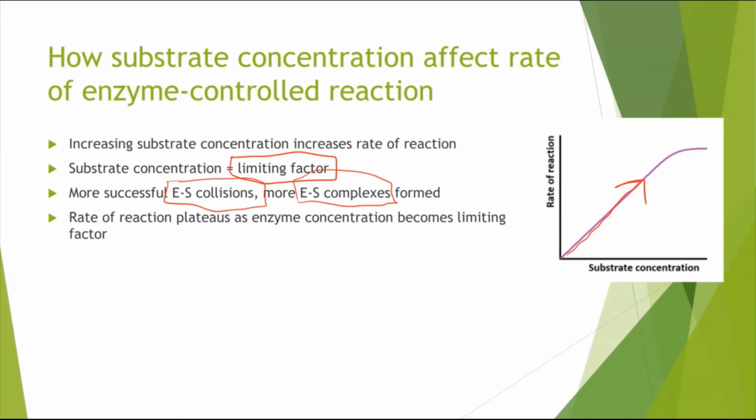So there will be more enzyme-substrate complexes being formed. And the rate of reaction would start to plateau after, as you can see, this point. This is because now you've added enough substrate, but now the enzyme concentration is starting to become the limiting factor. So it's not the substrate concentration anymore.